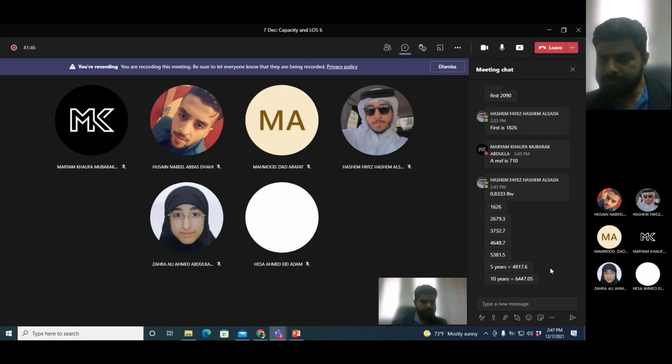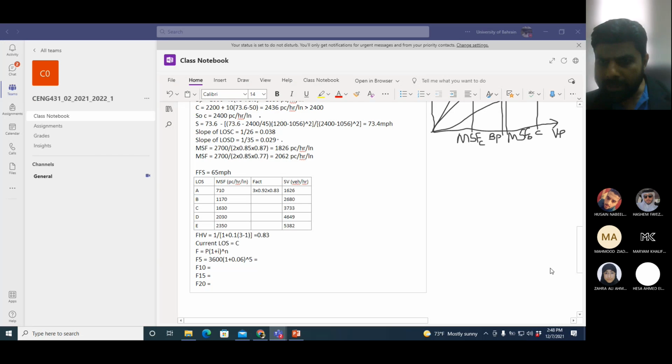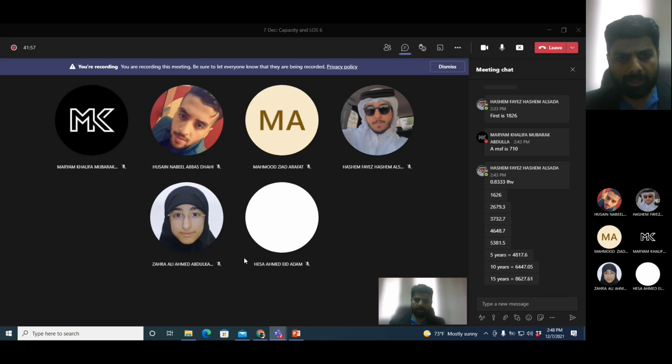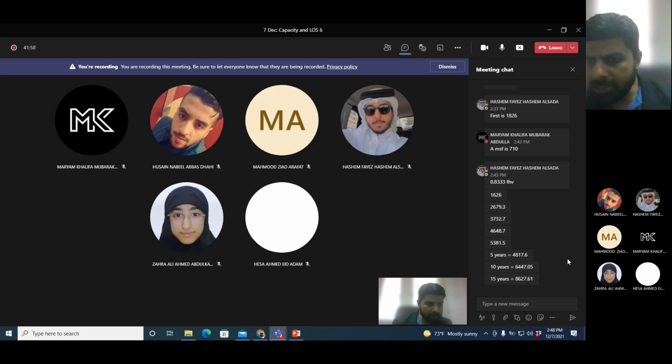Five years is 4818. Okay, now don't calculate any value after 10 years. Just wait. It's Vikas per hour. Because at 10 years you got 6447.